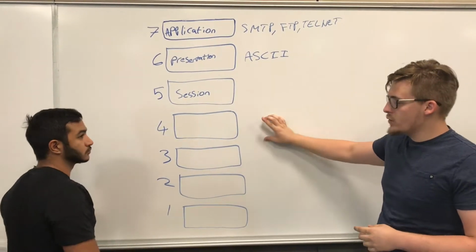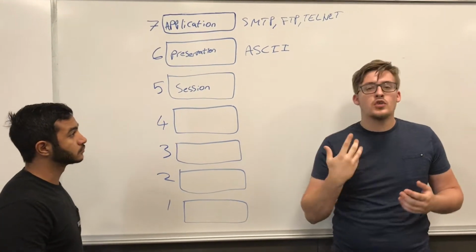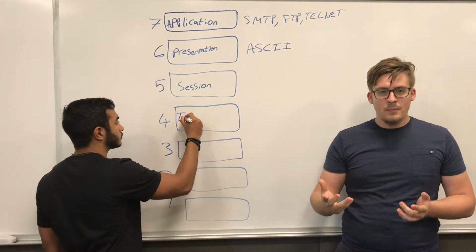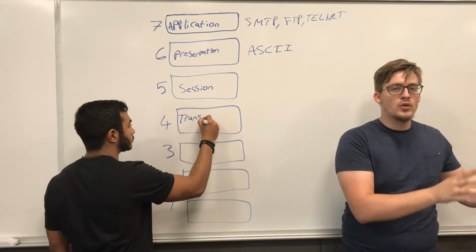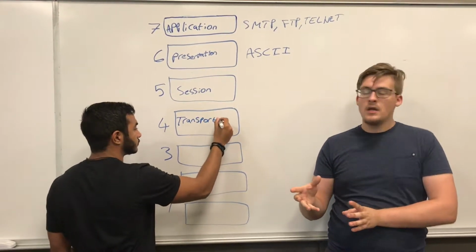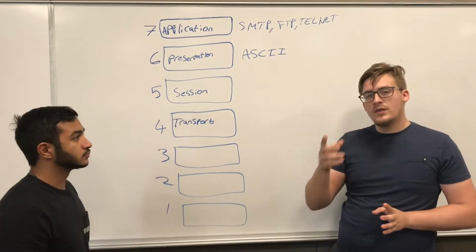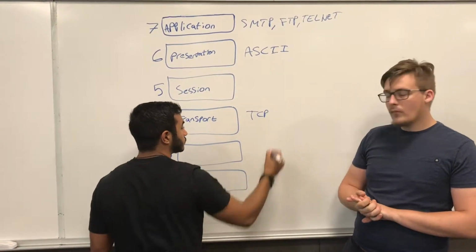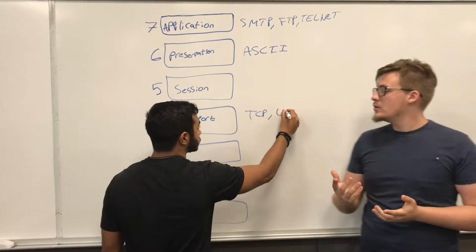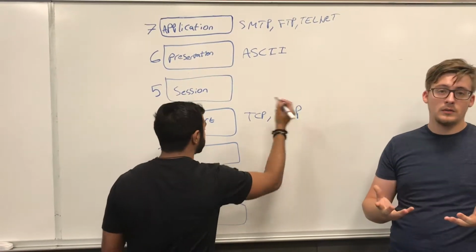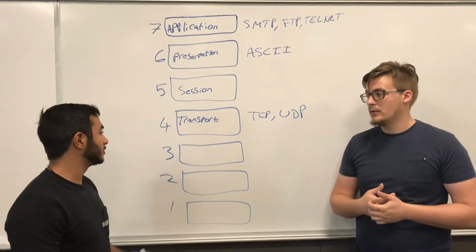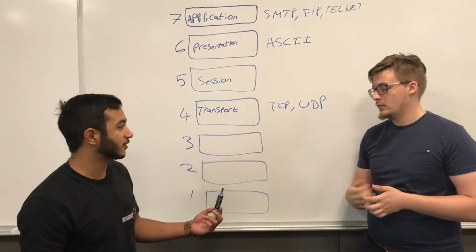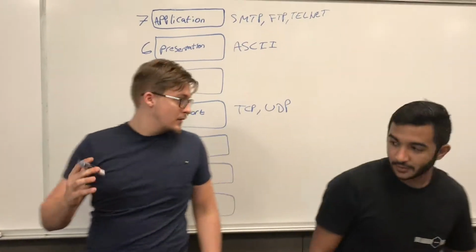Moving down to the 4th layer, the transport layer. At this step, we're adding the source and destination addresses in TCP, which is Transmission Control Protocol, or UDP, which is User Datagram Protocol. And I will take over from here to explain the last 3 layers. Sure, the floor is yours.